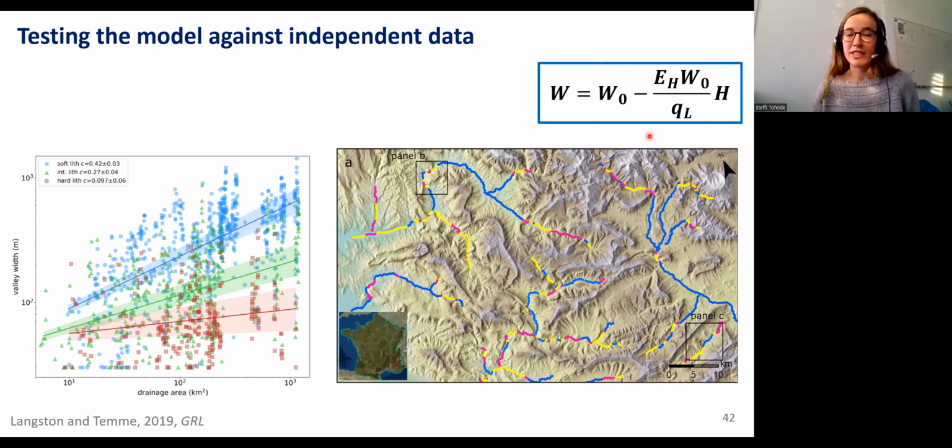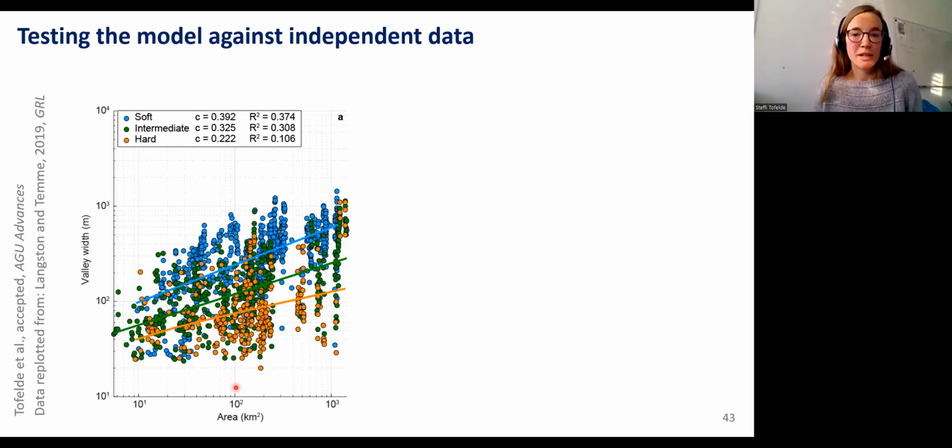So what we did as one of these first order tests is we returned to the data set that I showed you in the very beginning. This was the data set from Langston and Temmer from the French Alps, where they had investigated valley width against drainage area for the different lithologies. But the nice thing is they have also quantified valley height. So as a first step, we just reproduced their relationship, or their correlation, between valley width and upstream drainage area. We get the three different exponents for the three different lithological classes, and then we also calculate the R-square values. So how well does this power law relationship describe the data points?